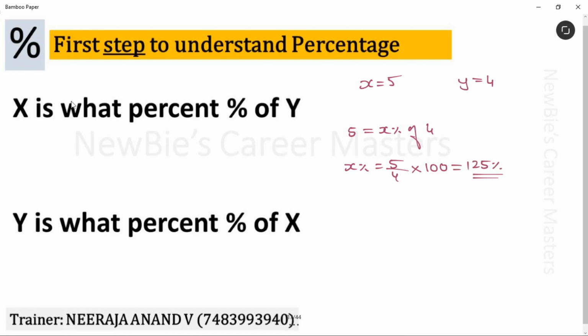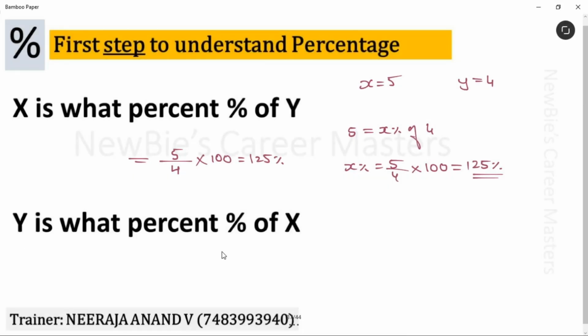That's simple. Okay. We can get the same thing in a faster way. See here, X is what percent of Y? Comparison is with Y. So take that value to the denominator and X value to the numerator into 100. We get the same answer. I hope this is clear. Let's go to the second question now.